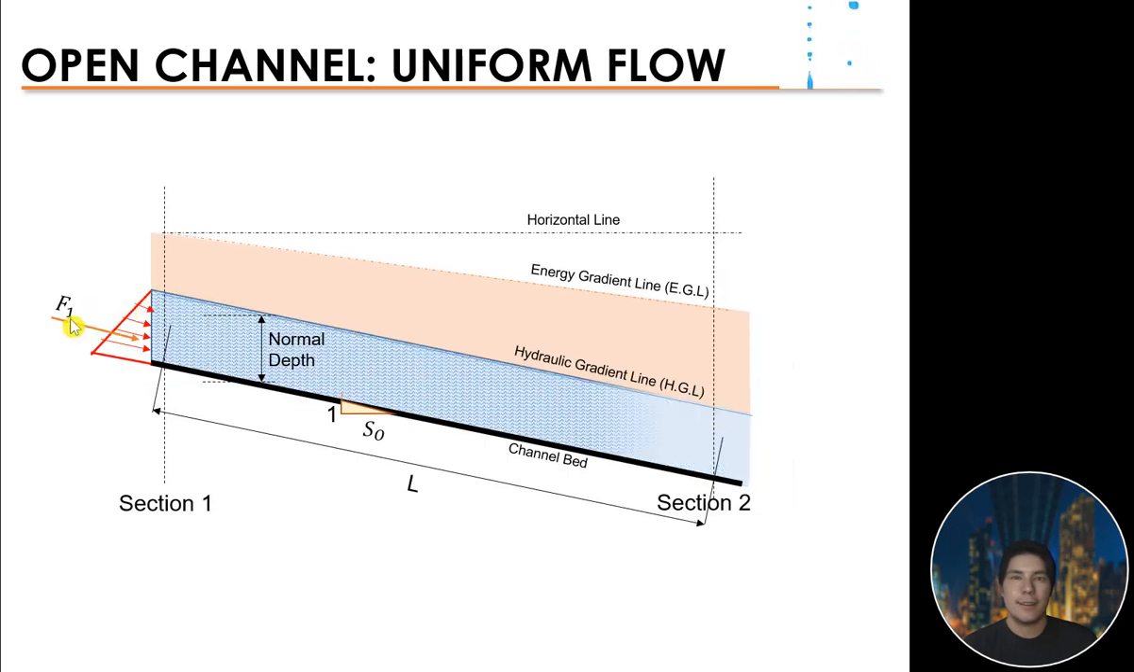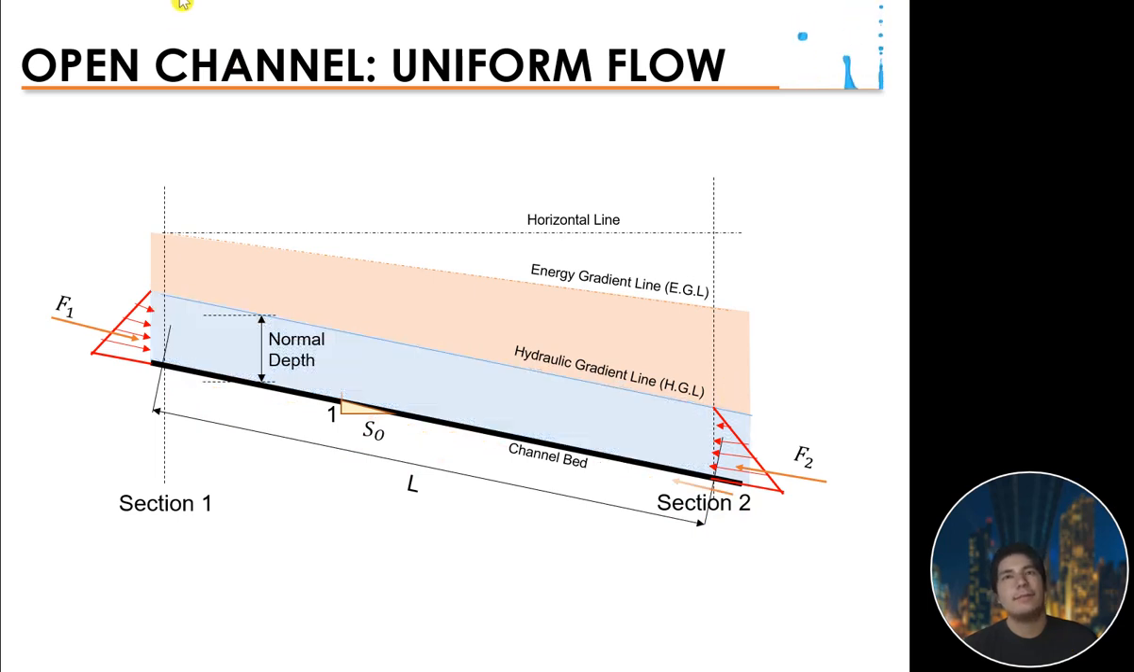So we have these forces F1 at section 1, and then F2, no? This hydrostatic force at section 2. And then aside to that, we have also this parang frictional force, no? The shearing stress. Okay, tau O.